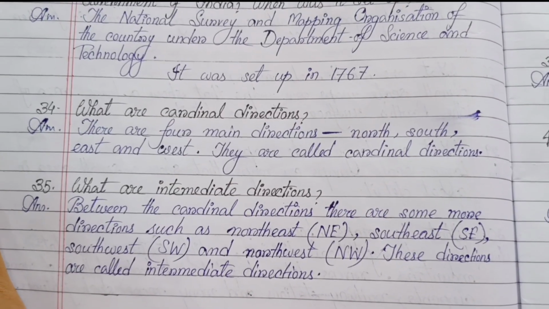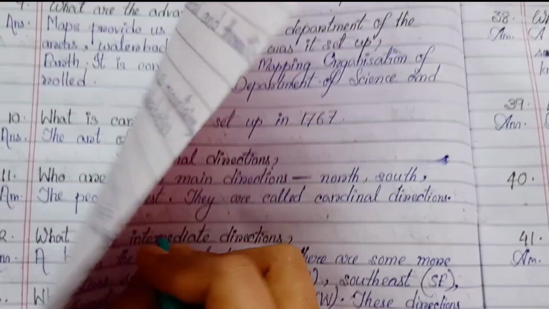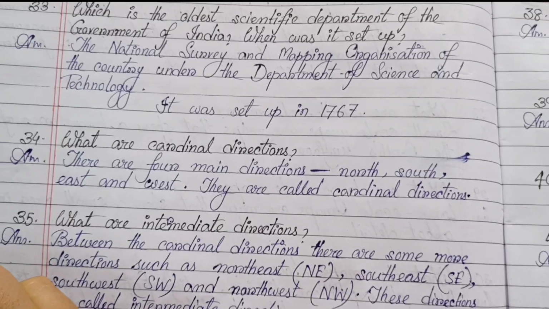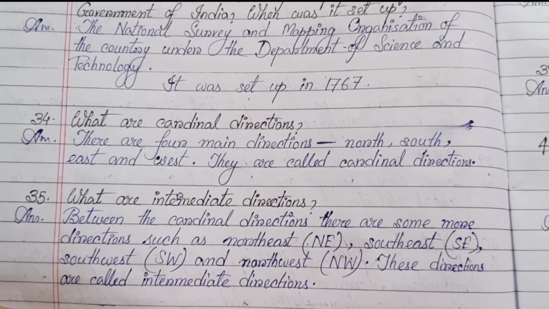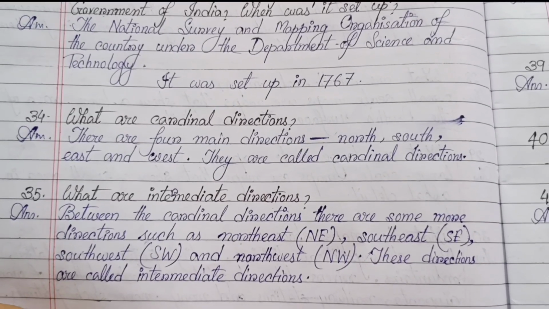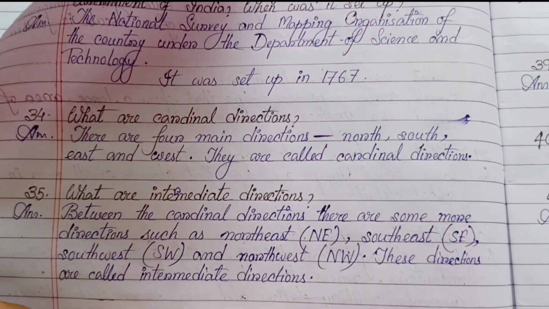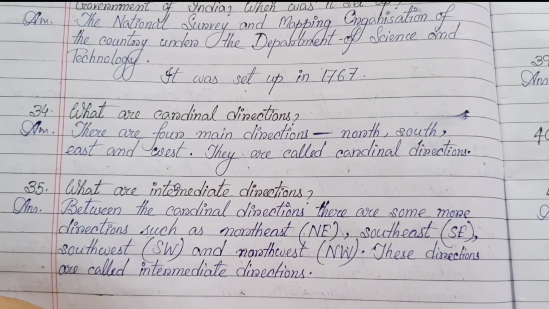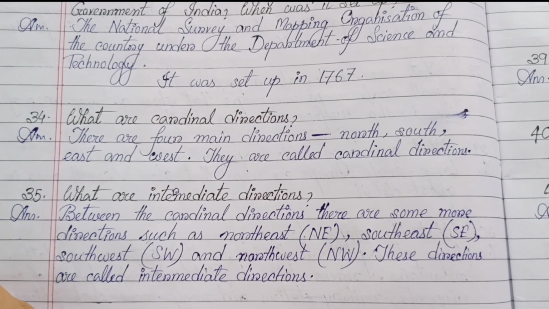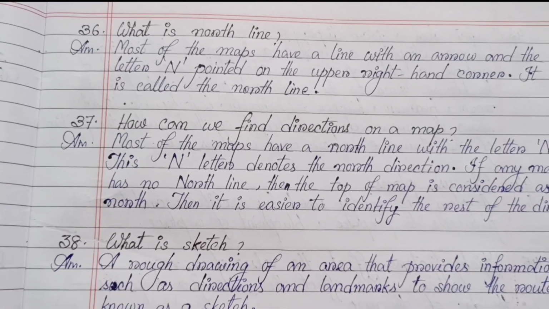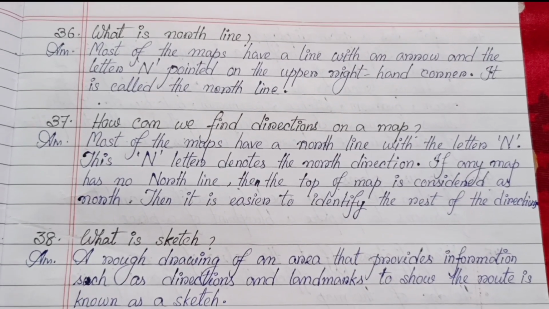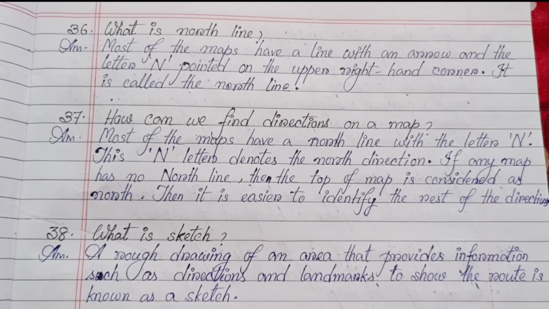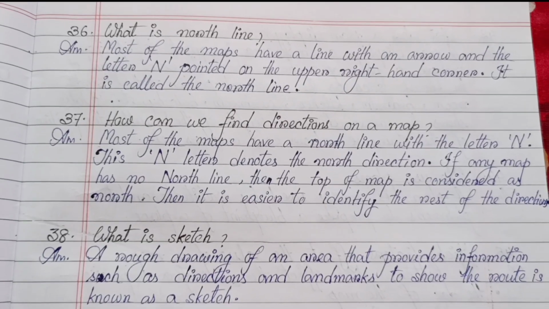Number 35. What are intermediate directions? Between the cardinal directions, there are some more directions such as northeast NE, southeast SE, southwest SW and northwest NW. These directions are called intermediate directions. Okay, number 36. What is north line? Most of the maps have a line with an arrow and the letter N pointed on the upper right hand corner. It is called the north line.